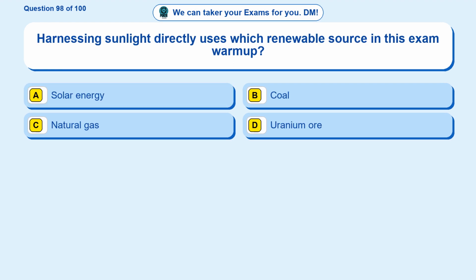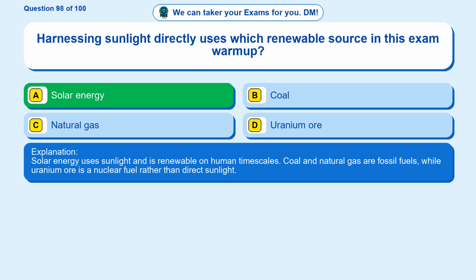Question 98. Harnessing sunlight directly uses which renewable source in this exam warm-up? Option A, solar energy. Option B, coal. Option C, natural gas. Option D, uranium ore. The correct answer is option A. Solar energy. Solar energy uses sunlight and is renewable on human time scales. Coal and natural gas are fossil fuels, while uranium ore is a nuclear fuel rather than direct sunlight.